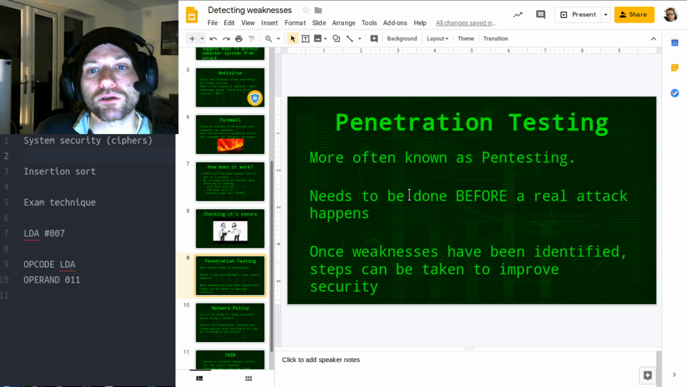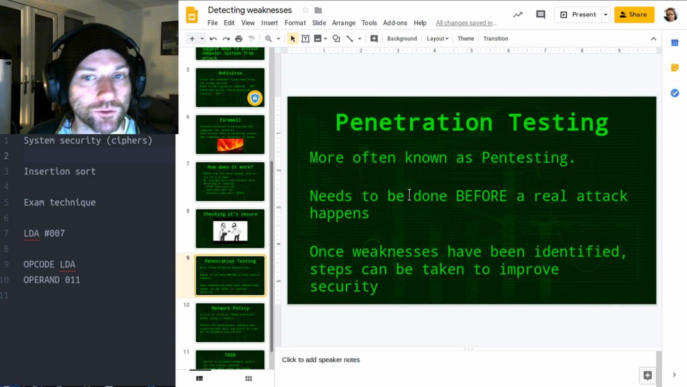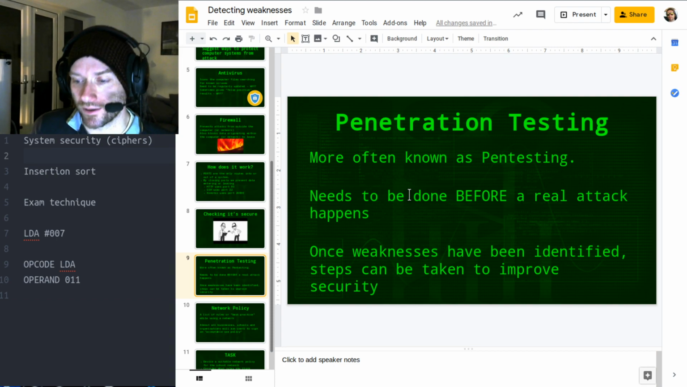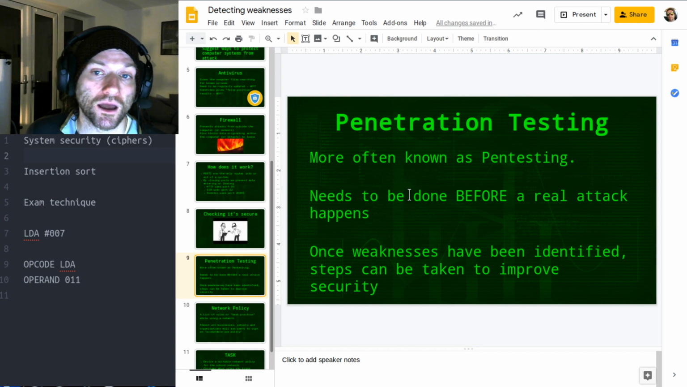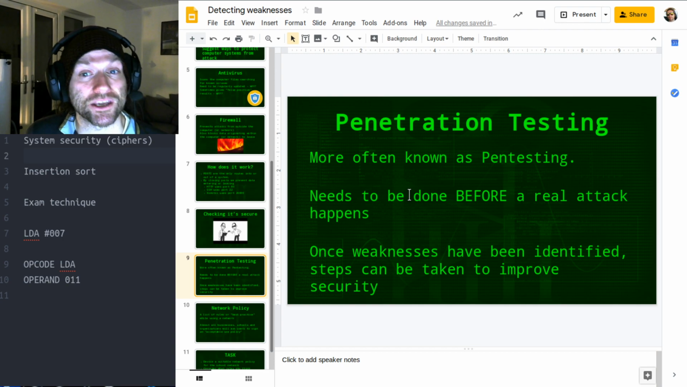I mean, you could probably wear a hat if you wanted to, but most of the time they don't. If you want to be a good hacker, you don't make out that you're actually a hacker.